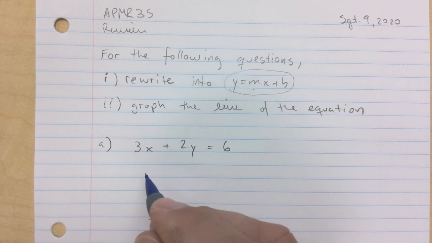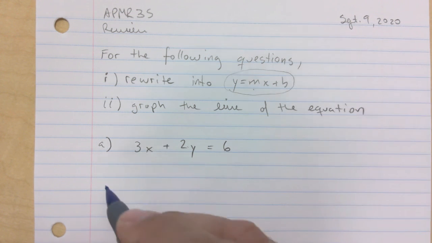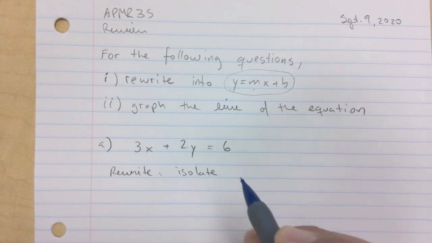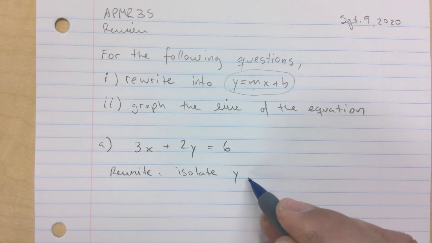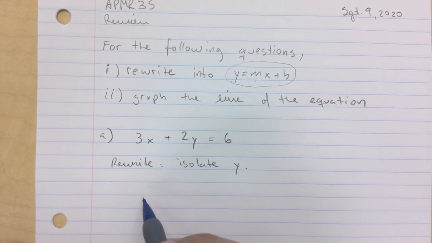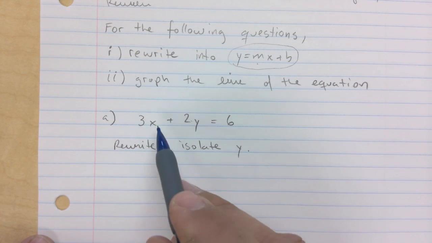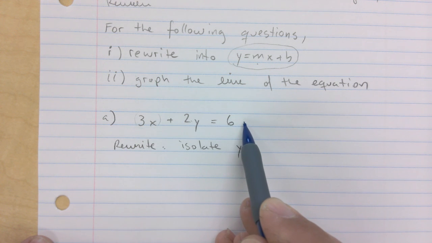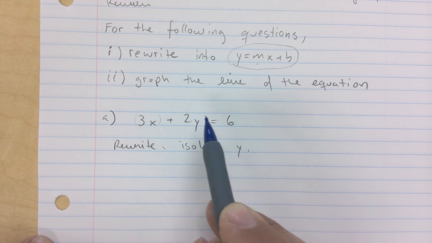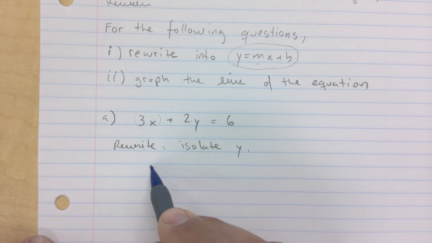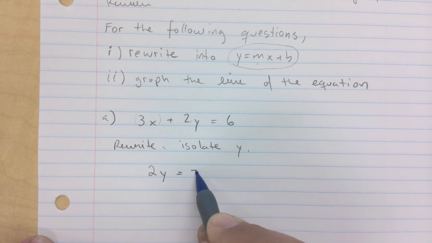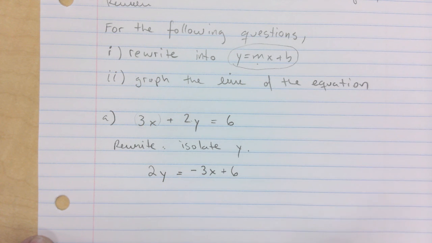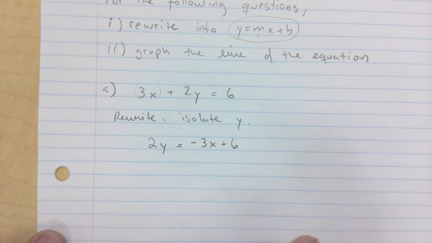Okay, so to rewrite, we want to isolate y. You can think of terms, like this 3x comes over subtracting, or just subtract 3x from both sides. It's up to you. So you end up with 2y is equal to negative 3x, and 6 is already on that side, so it's plus 6. So that'd be your first step.